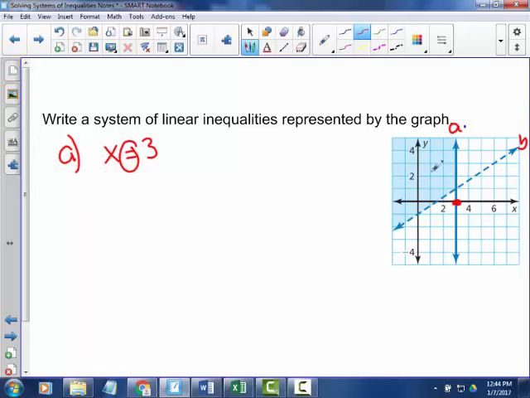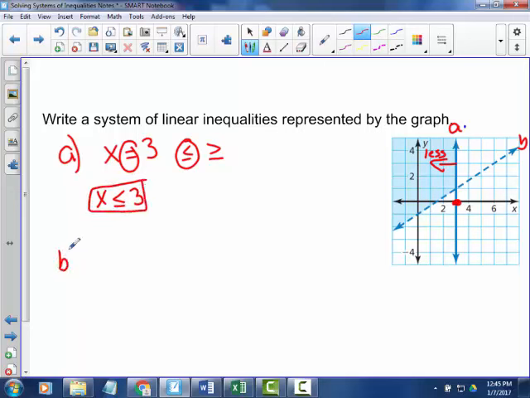So I look, it's a solid line, so I know it should be less than or equal to or greater than or equal to. And the shading is happening to the left where the numbers are less, so I want to use less than or equal to. So my final answer here would be x is less than or equal to 3.